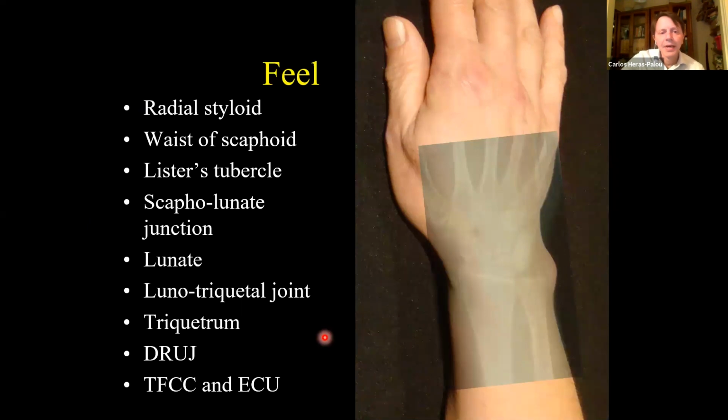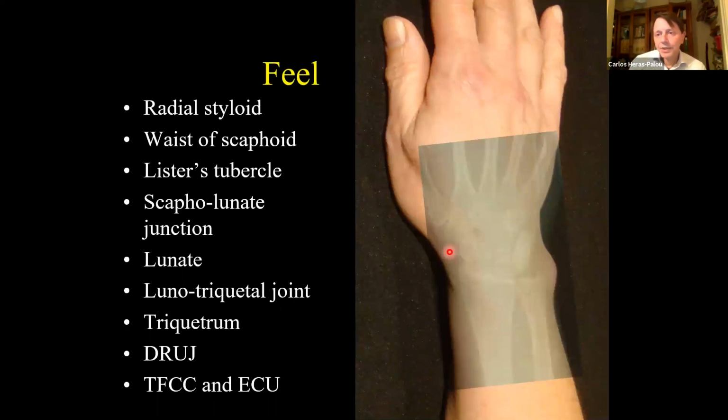And the easiest thing is to start away from the pain and move towards the pain. If you press the area that's very painful, the patient loses confidence, tightens up, and it's more difficult. And the easiest thing is to start at the radial styloid, that's on that side. I was always told that just distal to that in the anatomical snuffbox is the waist of the scaphoid. But if you look at it, it's more the STT joint.